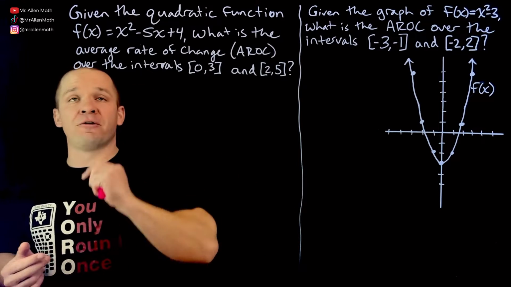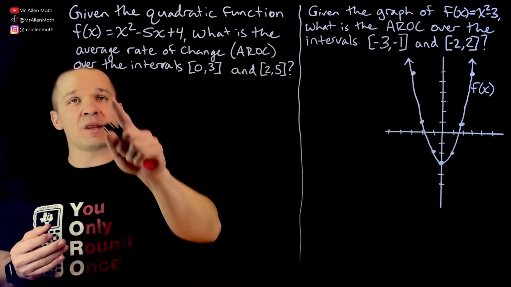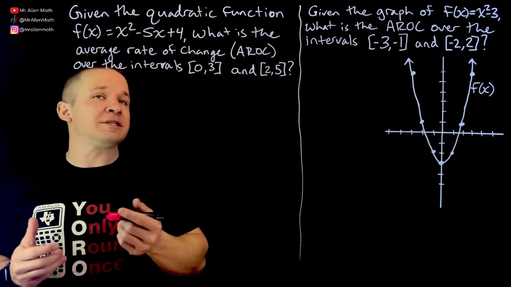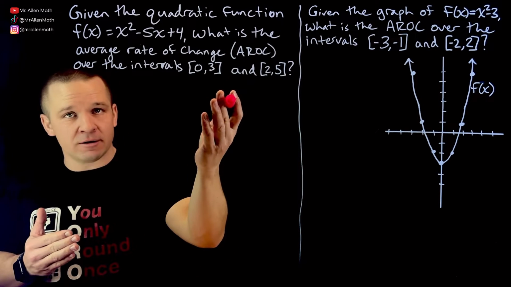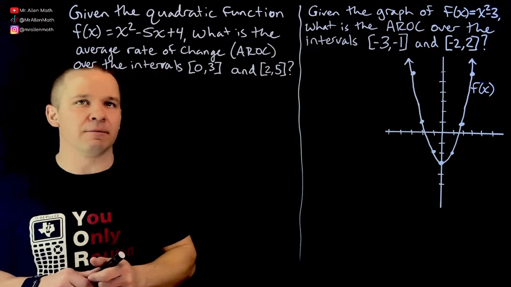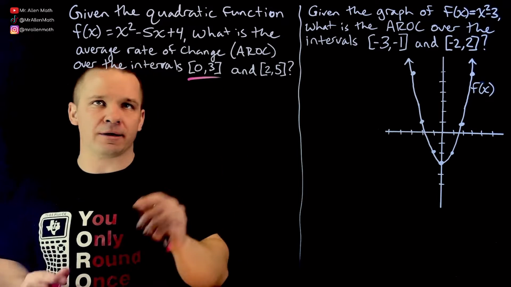Very exciting. So first one here, given the quadratic function, f of x equals x squared minus 5x plus 4, what is the average rate of change, or AROC, over the intervals 0, 3 and 2, 5? So really like two examples here. So let's find this first one here. We'll do it in pink.